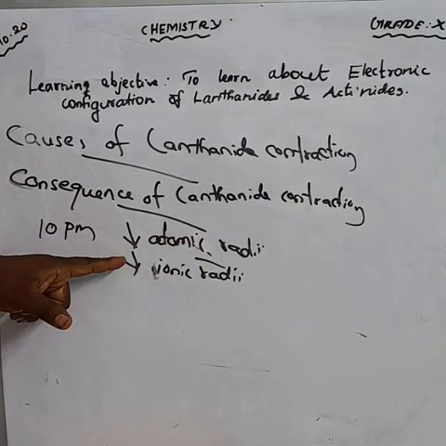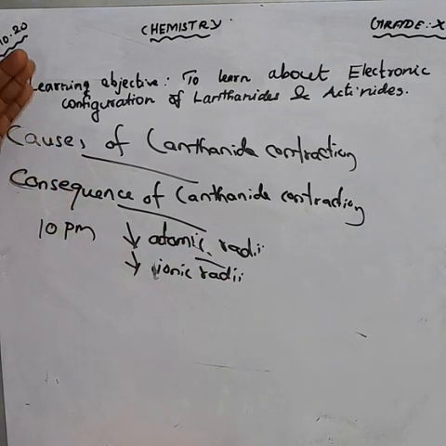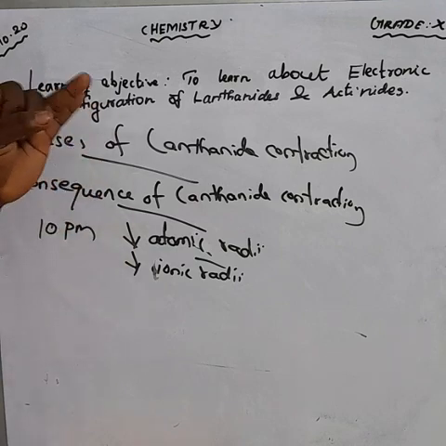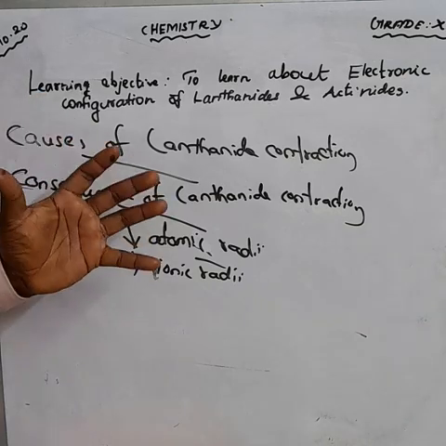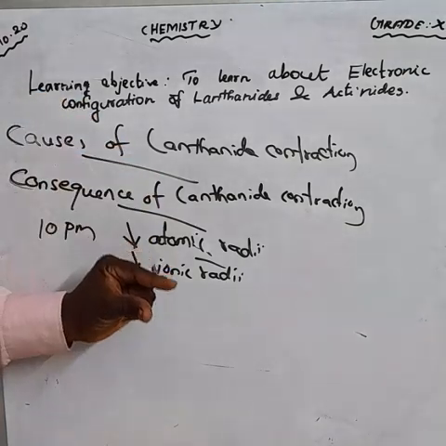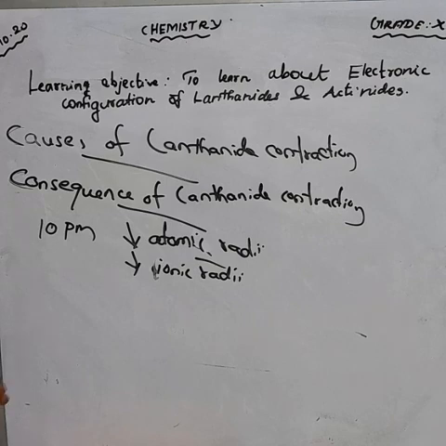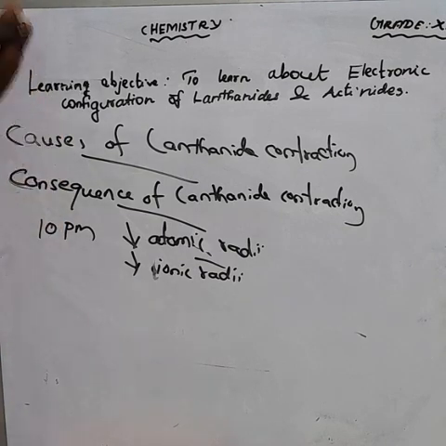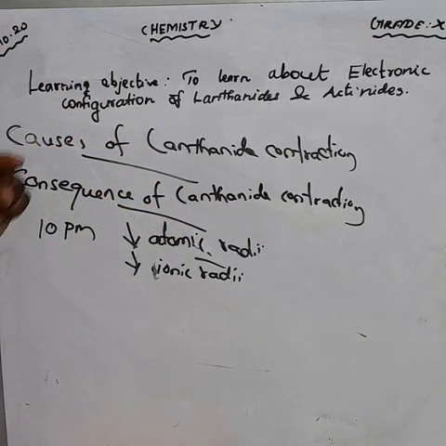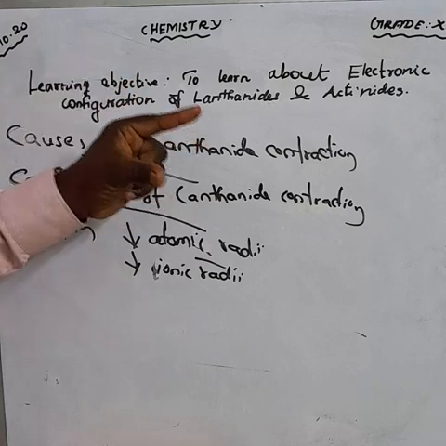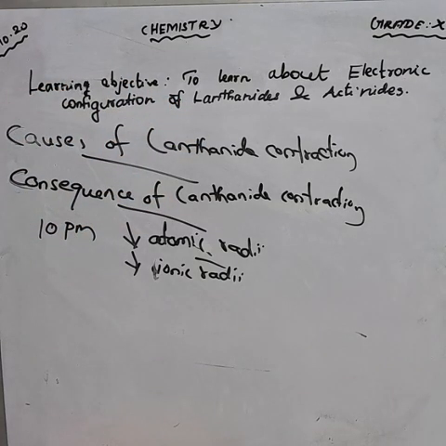Atomic radii also decrease. How much? Only 10 pm decrease in atomic radii and 20 pm decrease in ionic radii. This means there is a very small change in the radii of lanthanides, and their chemical properties are quite similar. All the elements have almost similar chemical properties. So there is a very small change in the atomic radii. This is also a consequence of lanthanide contraction.